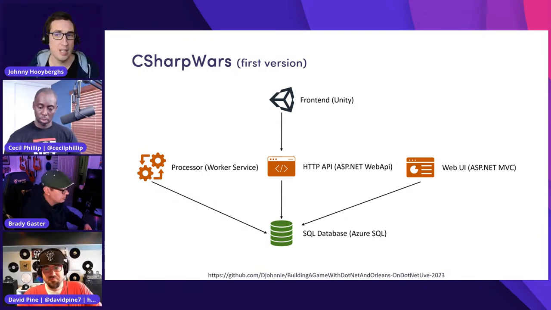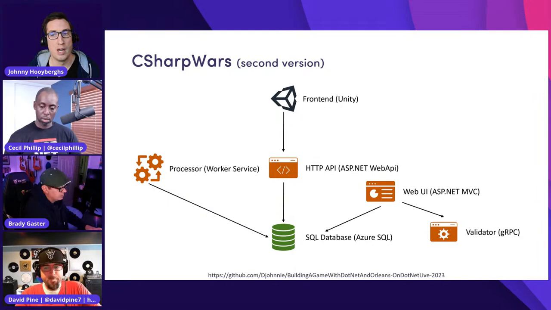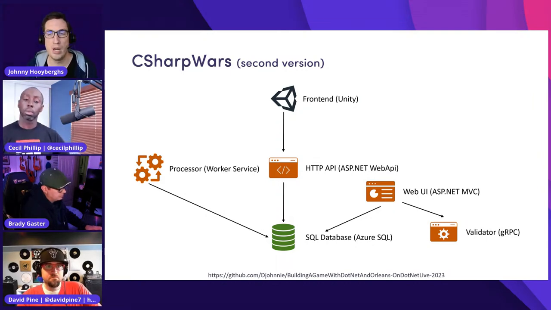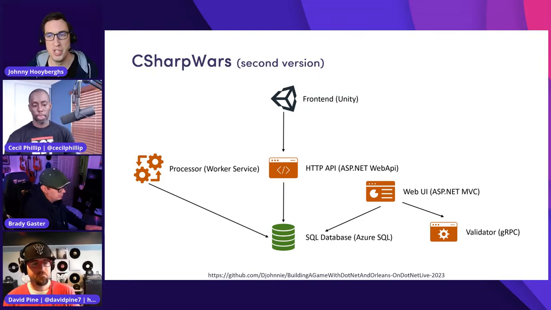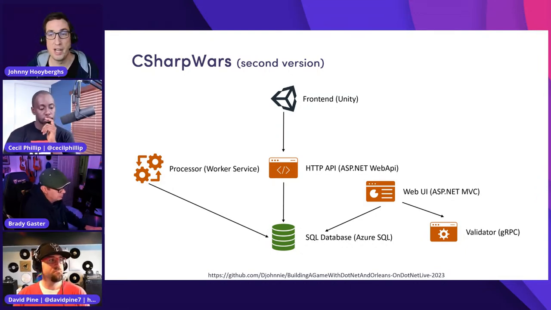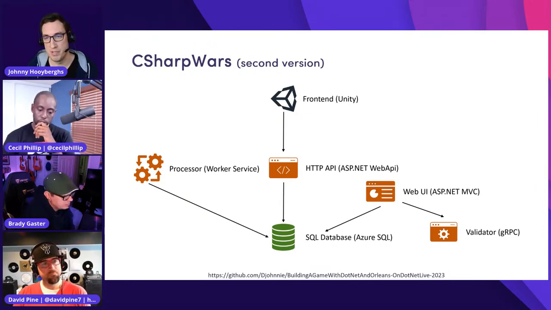So the first step that I took was to create a separate fourth service called a validator service. And because I wanted to learn gRPC, gRPC was quite new many years ago, I thought, okay, I want to do something with gRPC. So I created a service that I could scale, a validator service. I could put multiple of these validator services next to each other with a load balancer on top.